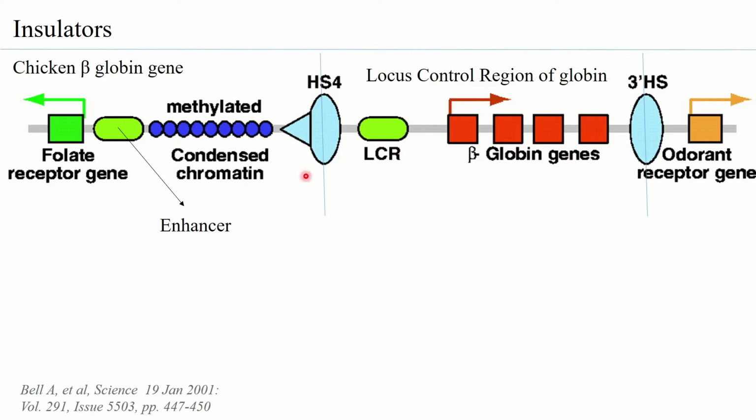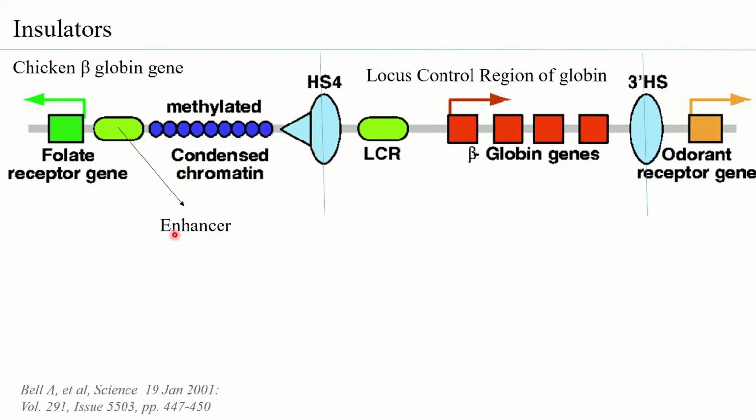So the presence of this insulator over here is preventing the chromatin region from getting into the euchromatin portion, thereby protecting this locus from the heterochromatin. So this is an extremely important factor that is associated with the insulators.